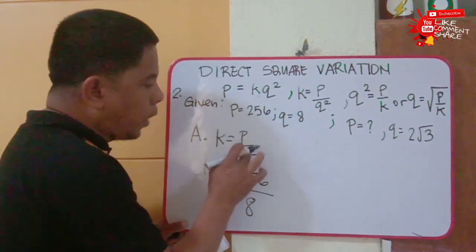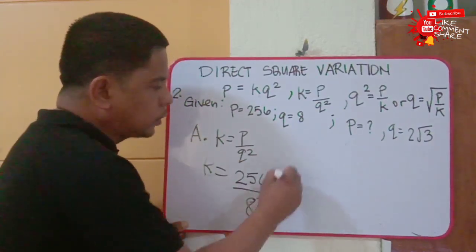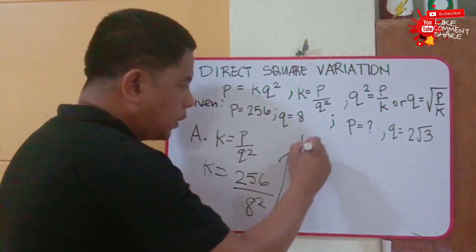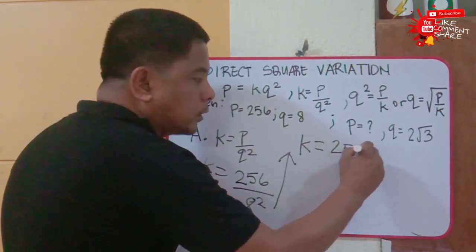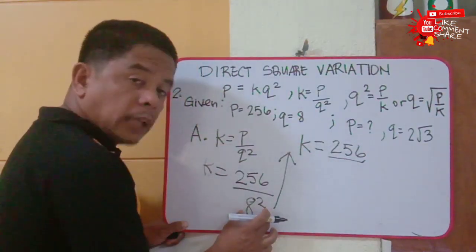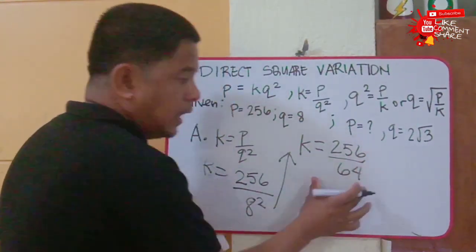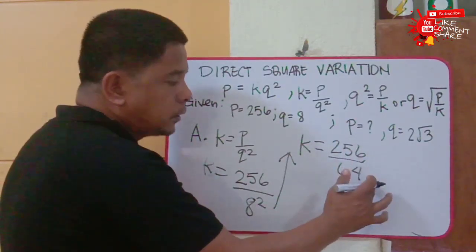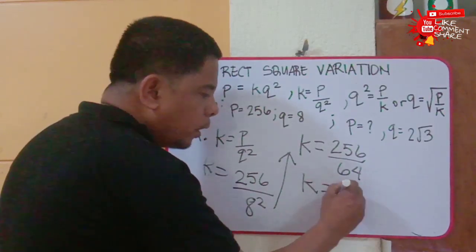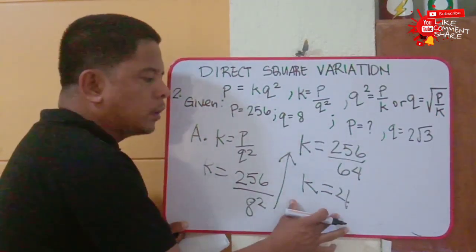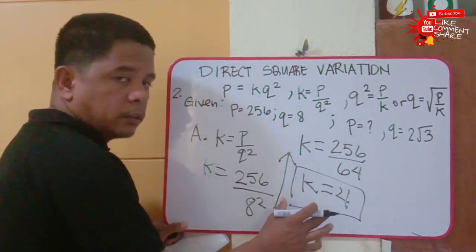So, that is square. So, gagawin rin natin square ang 8. So, simplify. So, we have K equals 256 over 8 times 8. So, that is equals to 64. Simplify. 256 divided by 64. So, our K equals 4. So, ang constant po natin ay equals to 4. So, that is for letter A.